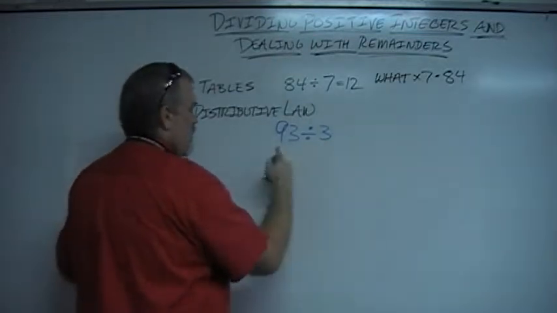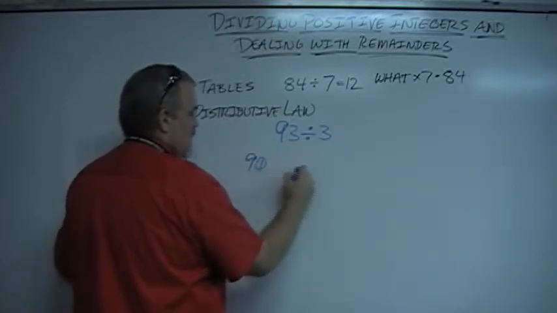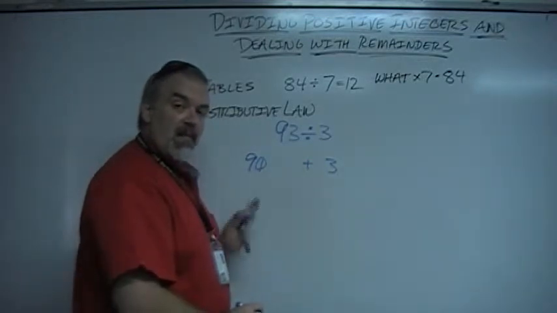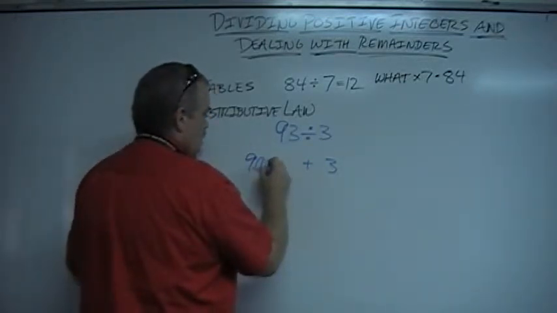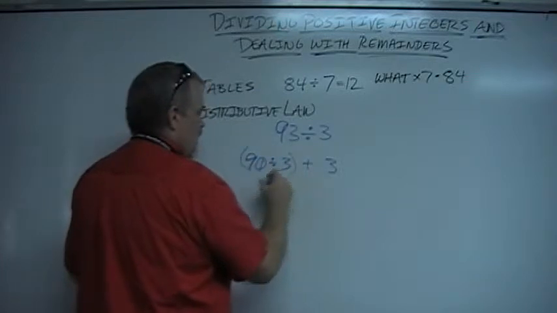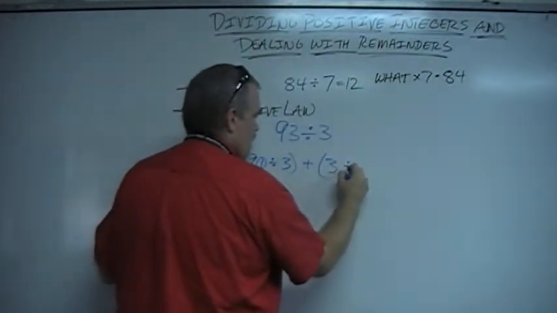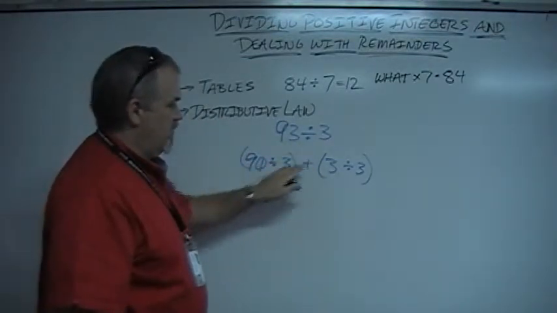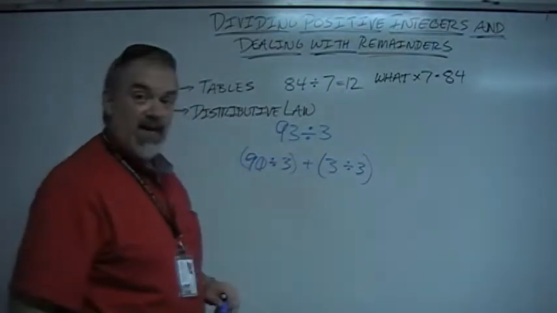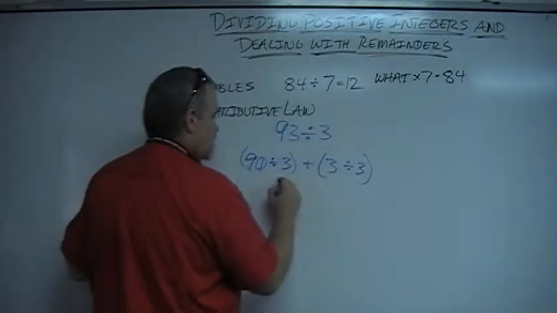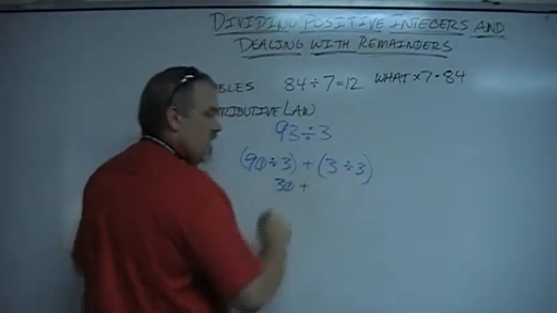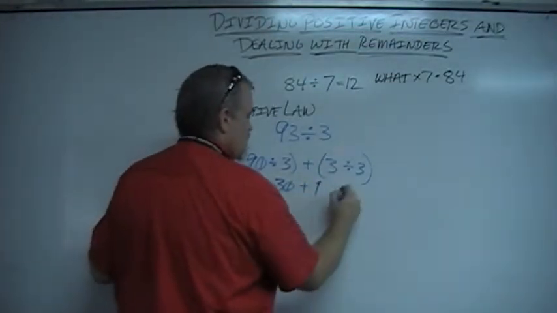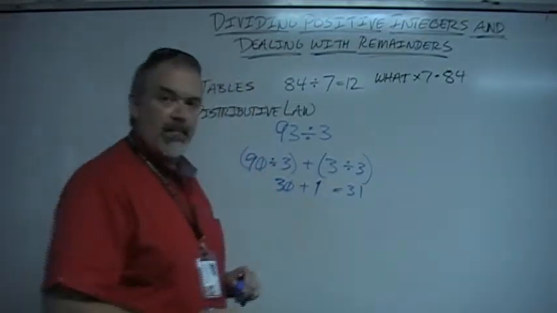So we're going to change this problem to 90 plus 3, and we're going to divide each one of those pieces by 3. 90 divided by 3, and 3 divided by 3. So 93, 90, and 3 divided by 3 for each part. Now 90 divided by 3, much easier problem. That's 30. And 3 divided by 3 is 1. Also an easy problem, which gives me a result of 31.